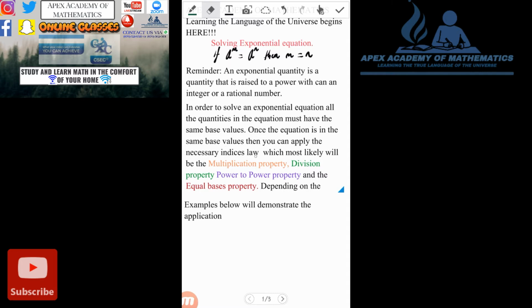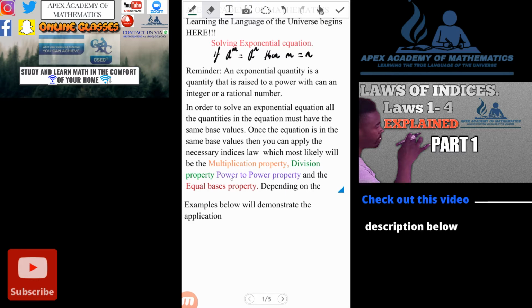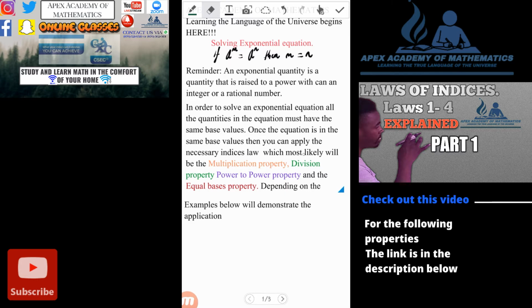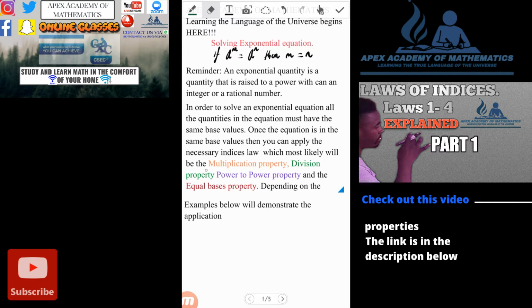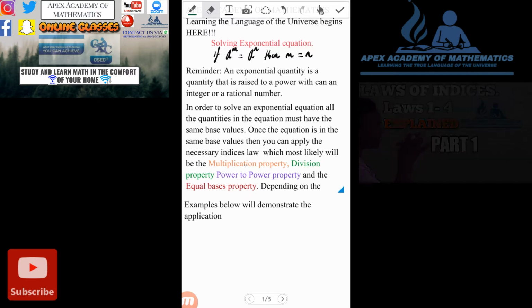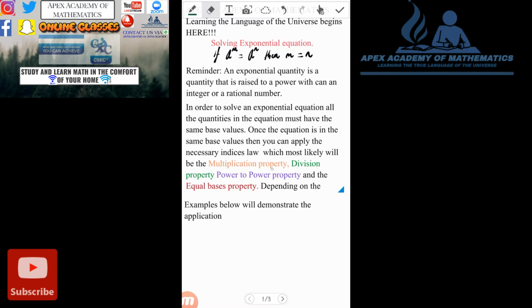All right, now for this video you're going to mostly see me using the multiplication property and the power to power property, but there are examples out there that utilize the division property. But most of all you're going to be seeing me using the multiplication property, the power to power property, and the equal base property.